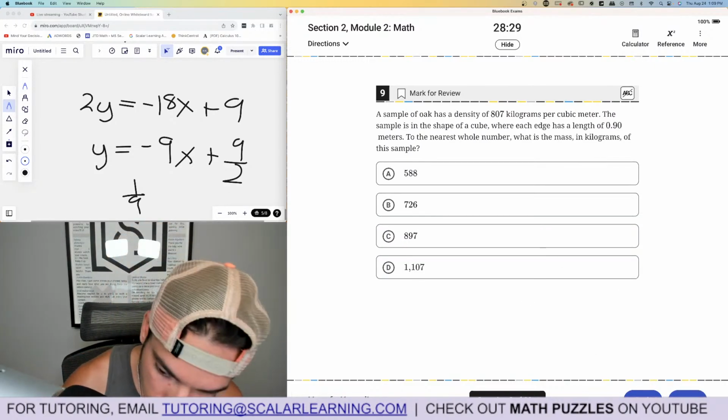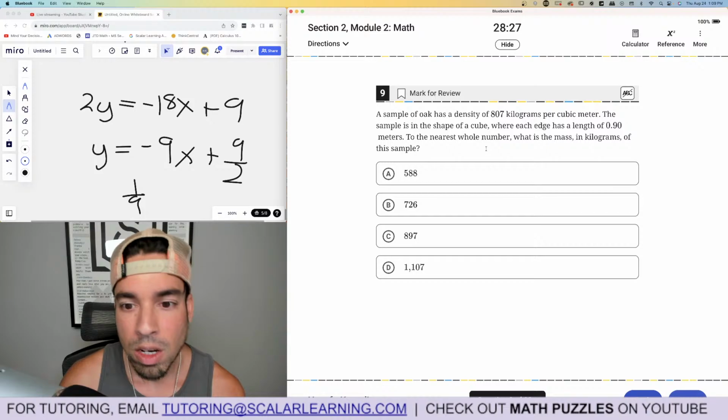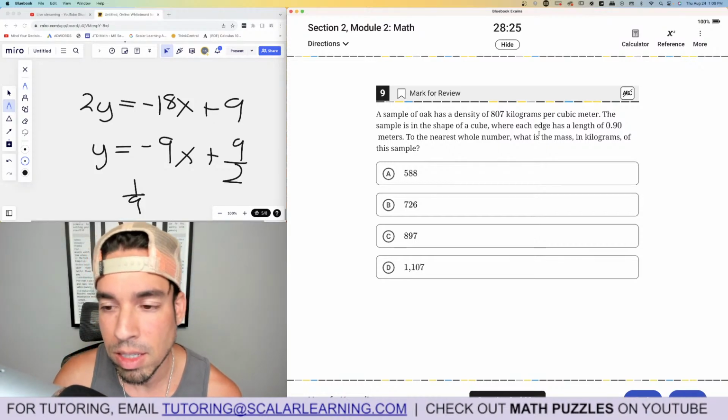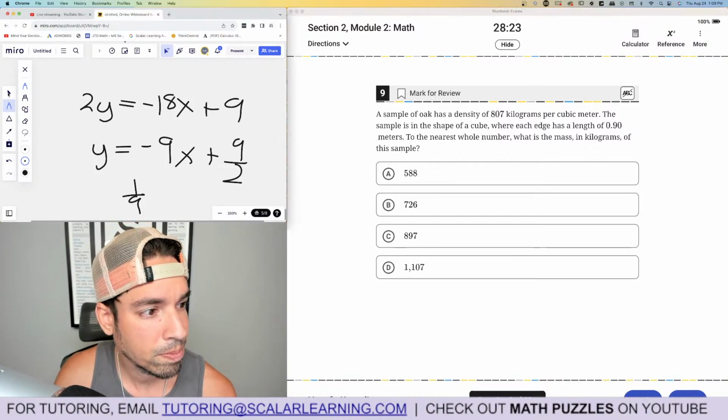Okay, number 9. Wait, that was 8, right? Okay, number 9. A sample of oak has a density of 807 kilograms.